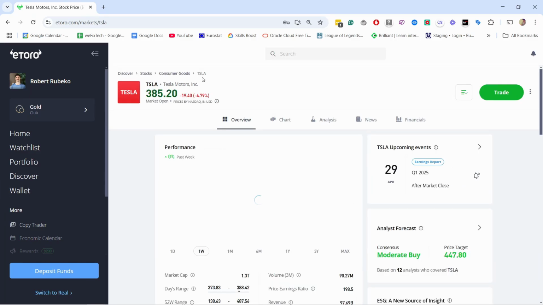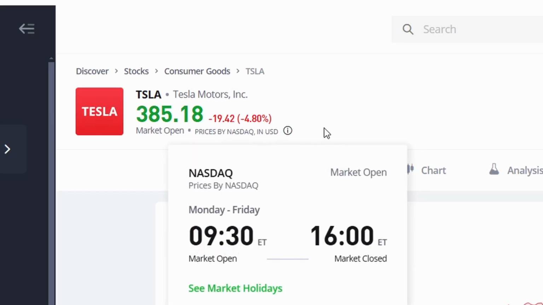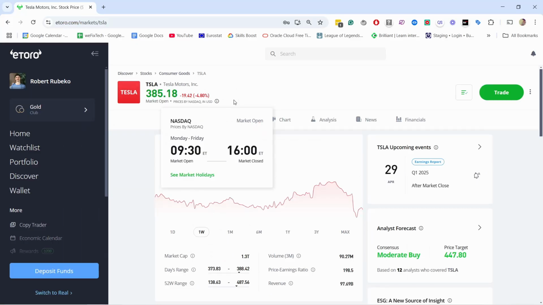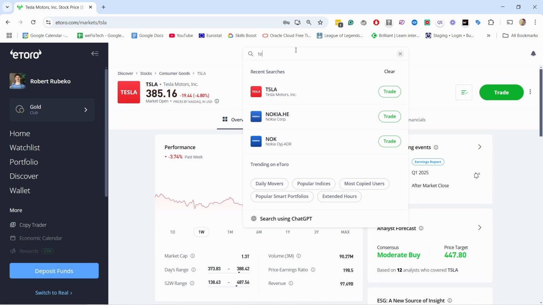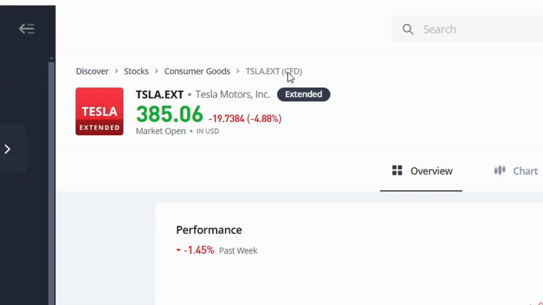normal Tesla stock. Notice how here you have Tesla Motors, great. NASDAQ, and US dollar. That's great. This is an actual stock and there's no modifications to it. You're just buying a stock from eToro. However, if I go to Tesla again and look for the extended, you'll notice that here you have this little CFD sign. This is something you need to be really careful with in eToro.